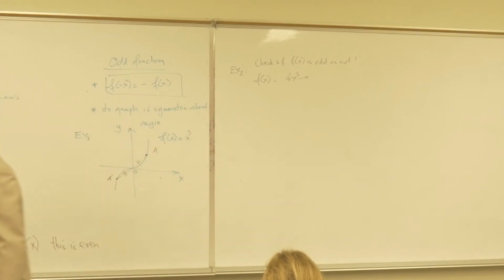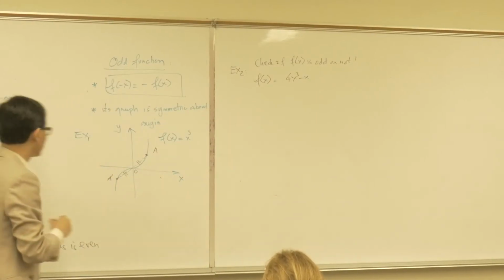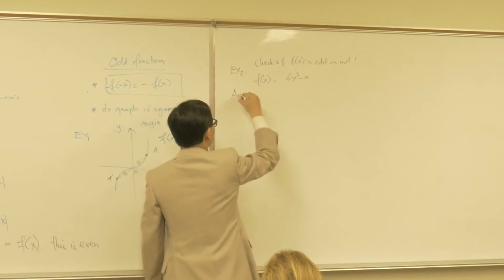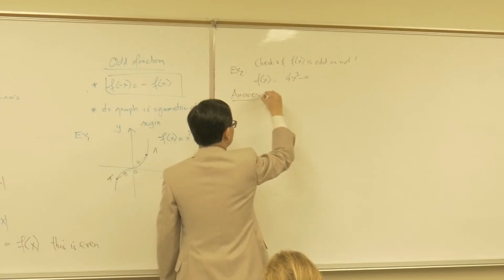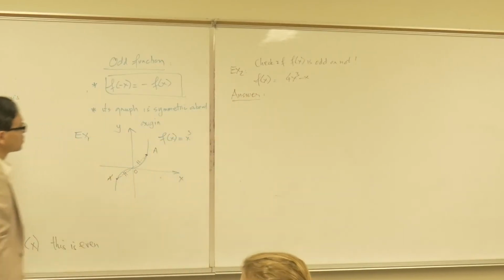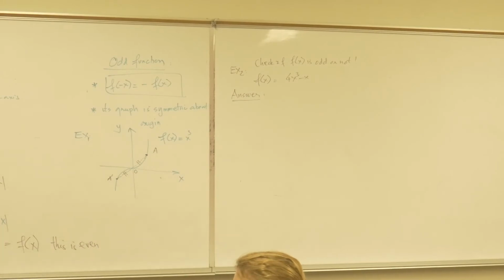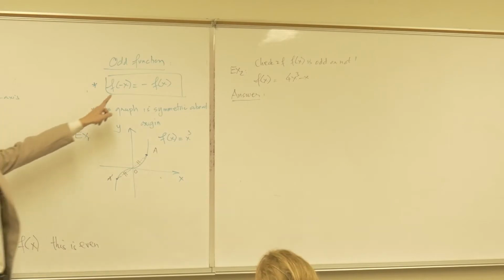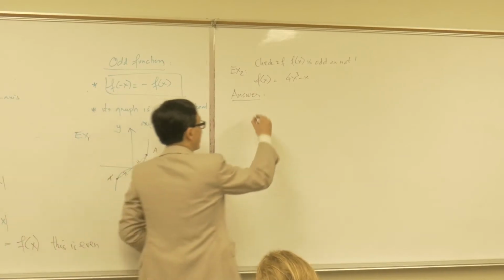Let's see how we do this. And this is important: if you want to check if it's even or odd, you always start with f of negative x. Okay? You always start with f of negative x. So I'm going to start with f of negative x.